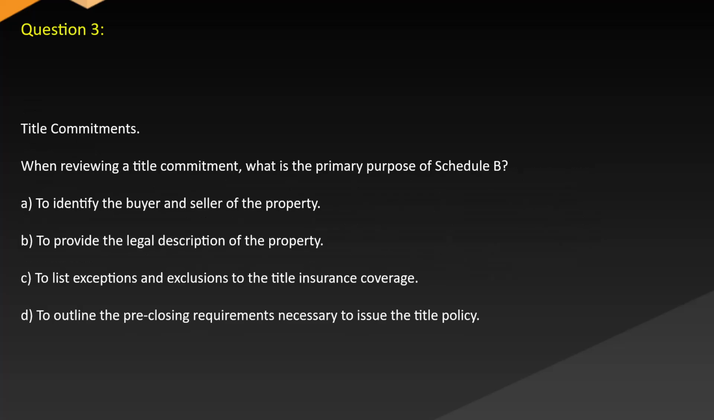Question 3. Title commitments. When reviewing a title commitment, what is the primary purpose of Schedule B? A. To identify the buyer and seller of the property. B. To provide the legal description of the property. C. To list exceptions and exclusions to the title insurance coverage. D. To outline the pre-closing requirements necessary to issue the title policy.